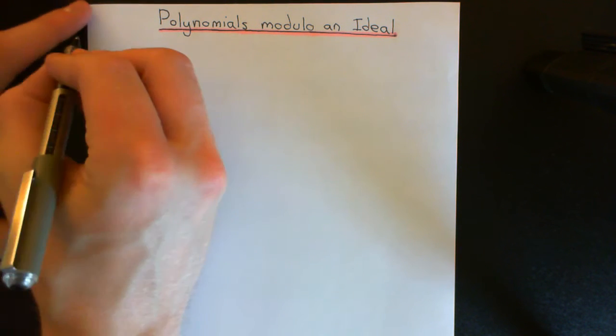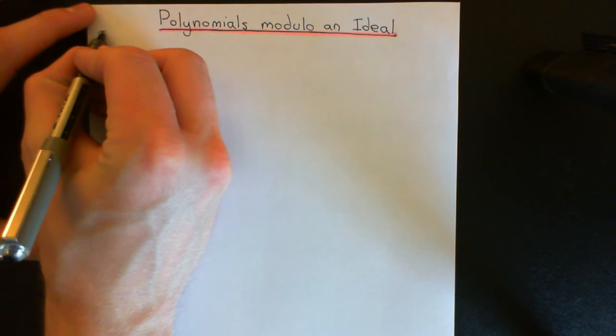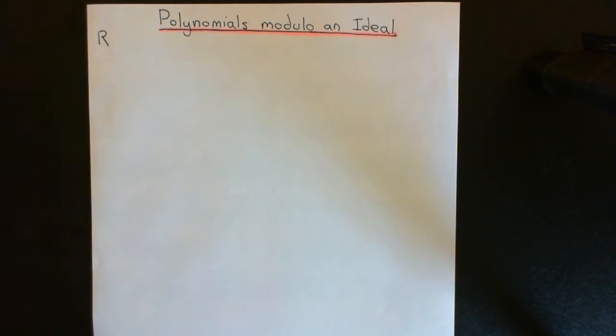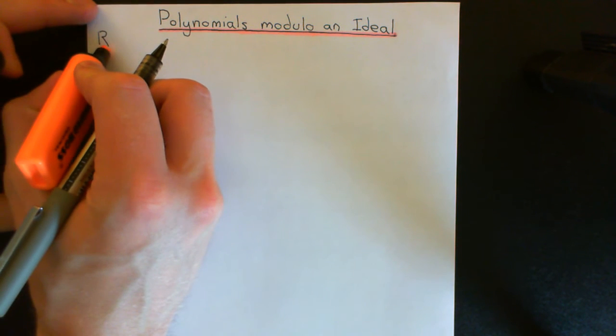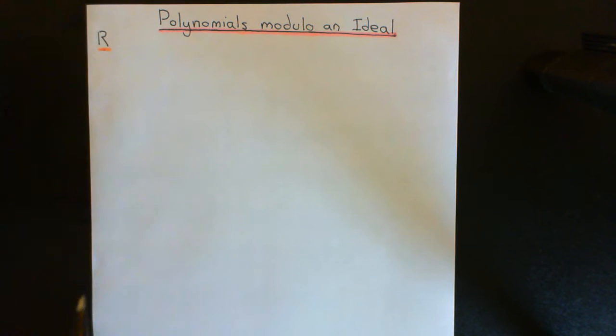Okay, so let me do the setup here. Let's say we've got some ring, capital R here, and the only assumptions that we're going to make about this ring is that it's a non-zero commutative ring. So it's a commutative ring and it's not the zero ring. The zero ring, after all, is a bit boring. We assume that it's not the zero ring because that one's a little bit trivial.